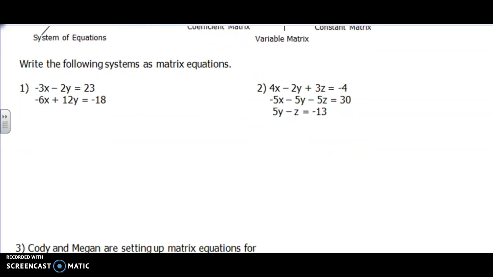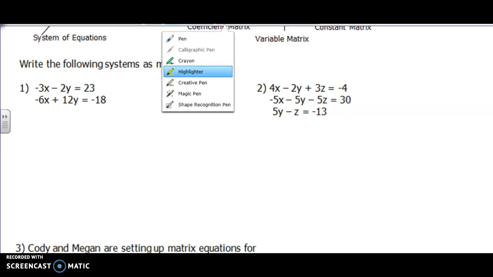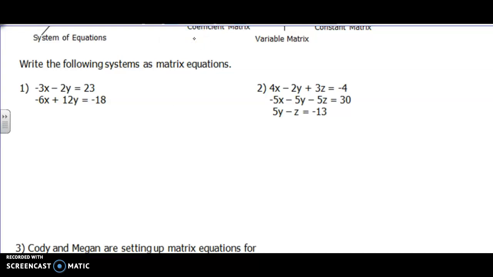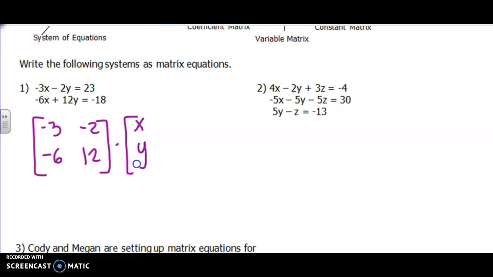So first thing we want to do is practice setting these first couple up. So if I set the first one into a coefficient matrix, again, pretend like you can't see the variables and you have -3, you have -2 across the top, and then you have -6 and +12 along the bottom. That's going to multiply by the variable matrix, which is xy. And you do those vertically. And then what it equals to is 23 for the top equation and -18 for the bottom equation.